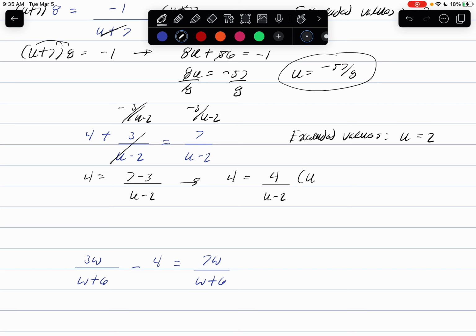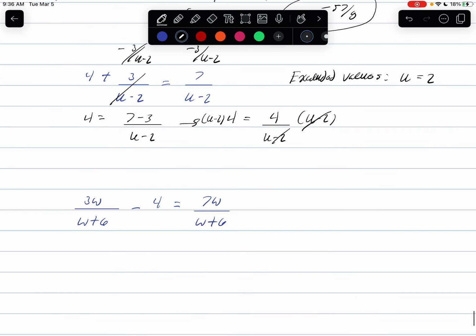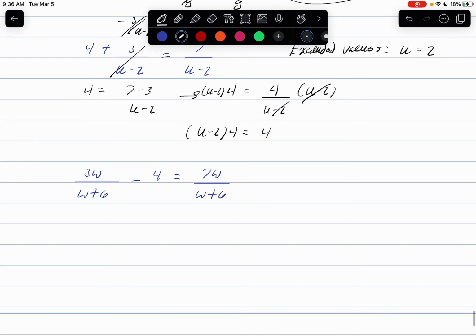So now we can multiply both sides by u minus 2. The u minus 2's will cancel, and we're left with u minus 2 times 4 is equal to 4. You can distribute the 4, or you can divide both sides by 4, since this will divide nicely. I'm going to do that. We can divide both sides by 4. Then these will cancel, and so we're left with u minus 2 is equal to 1. So now we can add 2 to both sides, and we get that u is equal to 3. So u equals 3 is not one of our excluded values. Our only excluded value is u equals 2, so we are good to go with u equals 3.